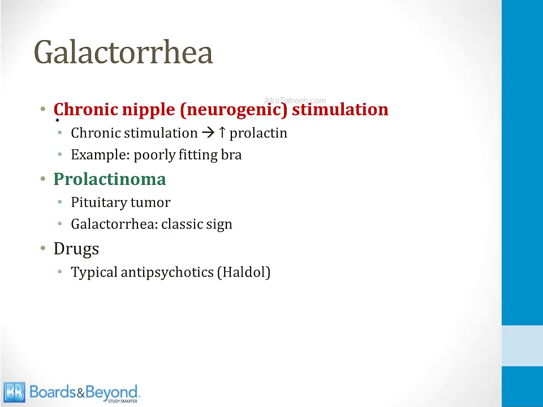As we just discussed, during pregnancy and in the newborn period, stimulation of the nipple leads to prolactin release. So stimulation outside of the newborn period can also lead to prolactin release. So a classic example is a poorly fitting bra that irritates the nipples. That leads to prolactin release and galactorrhea. Another classic cause of galactorrhea is a prolactinoma. This is a pituitary tumor, and nipple discharge is a classic sign of someone with a prolactinoma. I talk about this disorder in the endocrinology section in the video on the pituitary gland.